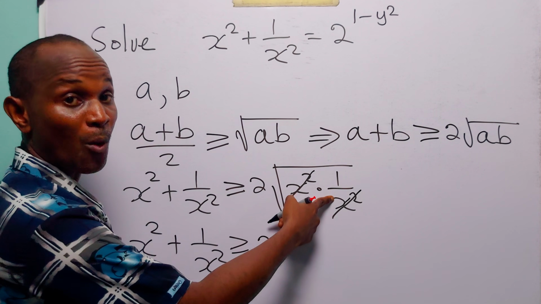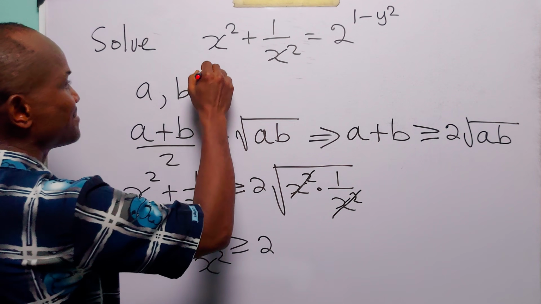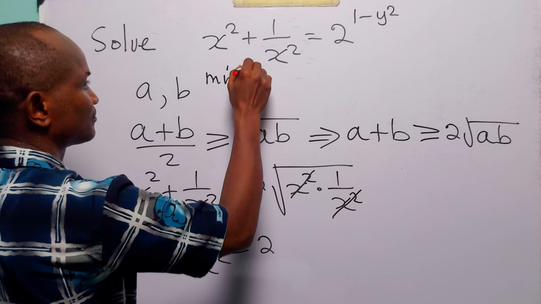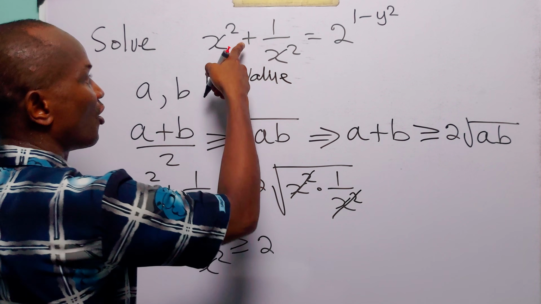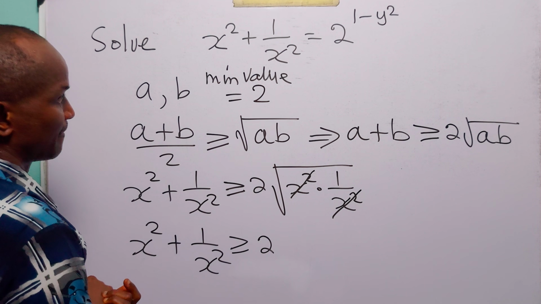The square root of 1 is 1. So that means that the minimum value of this left-hand side is equal to 2.